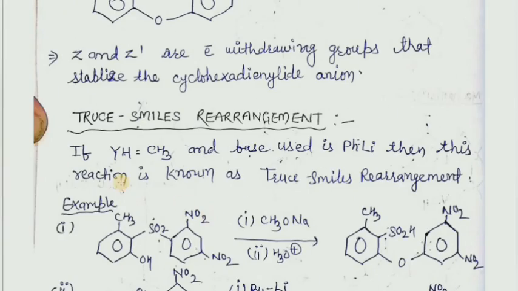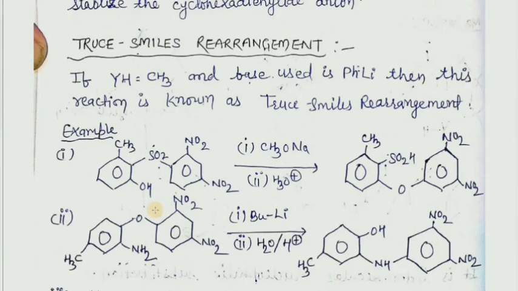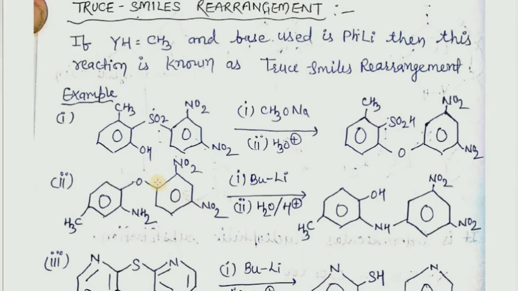Here we have another, more advanced Smiles rearrangement, known as the Truce-Smiles rearrangement. If YH is equal to CS3 and the base used is phenyl lithium, then this reaction is known as the Truce-Smiles rearrangement. Examples of the Truce-Smiles rearrangement are as follows.